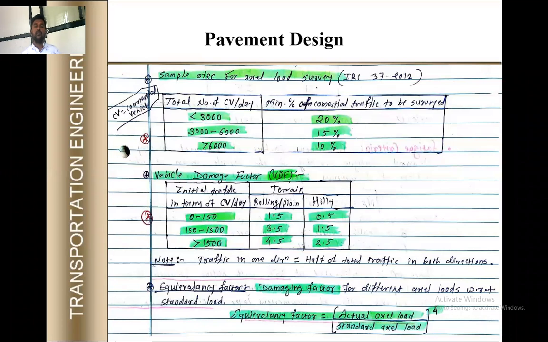If the traffic is greater than 1,500 CV per day, that is commercial vehicles per day, then for the rolling terrain, it is taken as 4.5. For the hilly terrain, the VDF, that is vehicle damage factor, is taken as 2.5. These are very important terms.